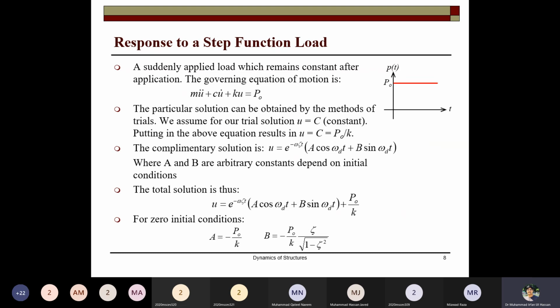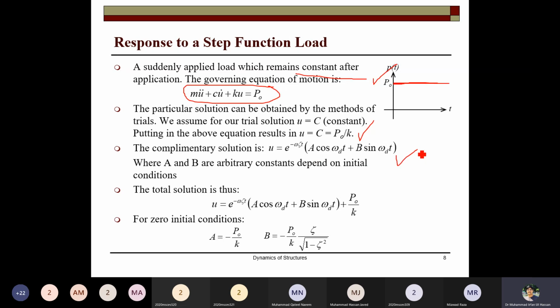For example, if a system is applied with a constant load, a constant force P naught applied on a structure, what will be the response of the system? This is P naught; it is not periodic, a straight load is acting. This is the equation of motion. So we will find the particular solution. We take the derivative also and make it zero, and then we take the value of the constant. The constant obtained in this case is P naught over K.